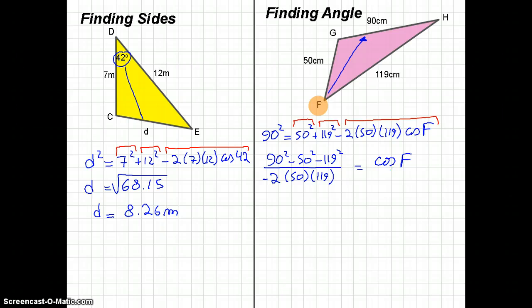If you're going to put this all in one shot, I would add brackets just to make sure that it stays in the right order. When you get your number, your ratio, you need to do inverse cosine, and that should give you an answer rounded to 44 degrees. Make sure that you can get that number before you go on.